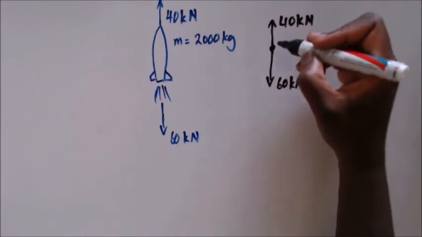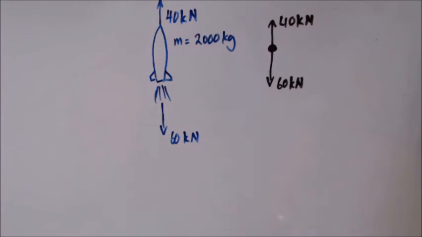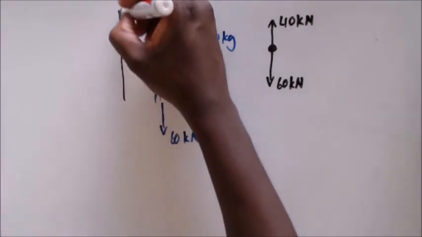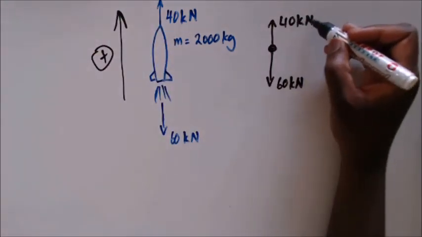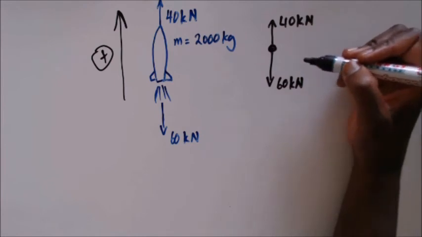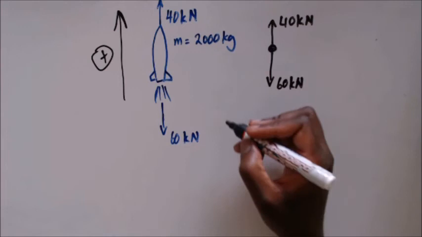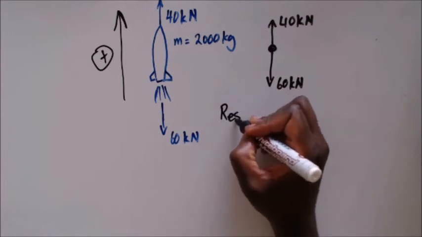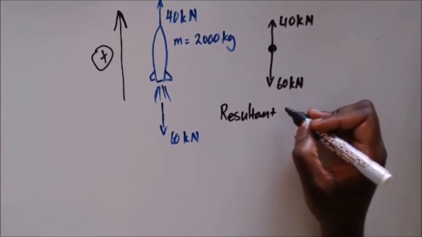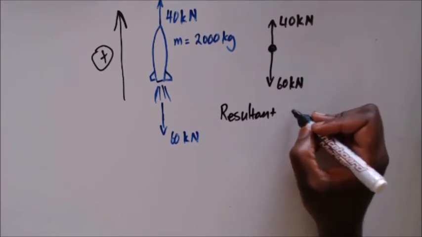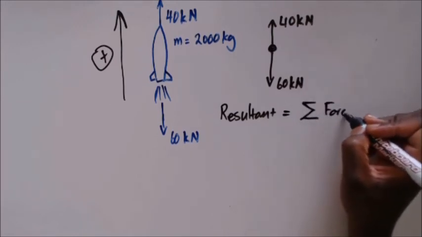Okay? And up until now, I've been using the words upwards and downwards, but what I could do is define a positive direction. So I could put an arrow going up and say that that is positive, which would then make the 40 kilonewton force a positive force and the 60 kilonewton force a negative force. The usefulness of this is when I'm calculating the resultant force, all I need to do is sum up the forces. So that resultant force is simply equal to a summation of all of the forces.